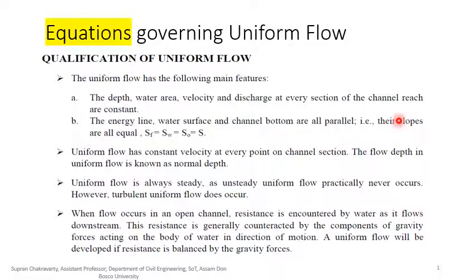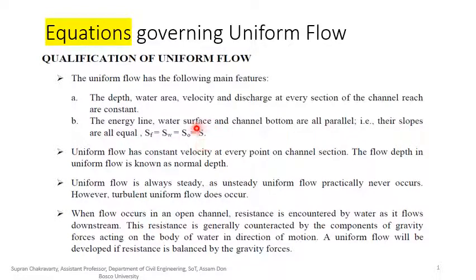Hello students, in this class we are going to talk about the main equations that govern the characteristics of uniform flow. So what is uniform flow? The main feature of uniform flow is that the depth, the water area, the velocity and the discharge at every section have to be equal, or constant. The energy line, the water surface and the channel bed are to be parallel, and if the lines are parallel then the slopes are equal.